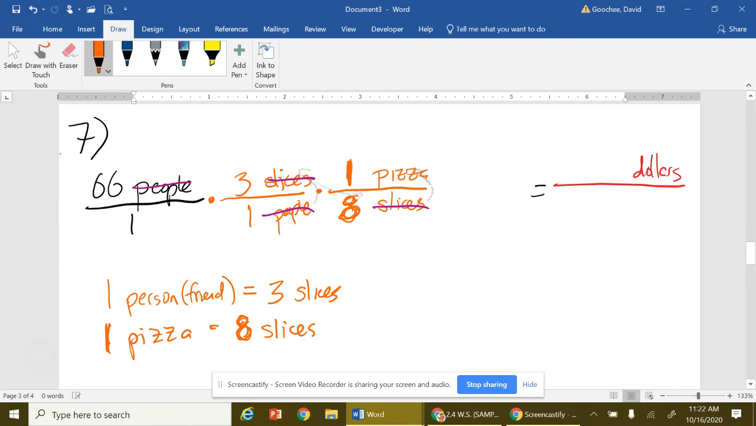But we don't want to know how many pizzas. We want to know how much this will cost us. All right. So we got to get out of pizza.